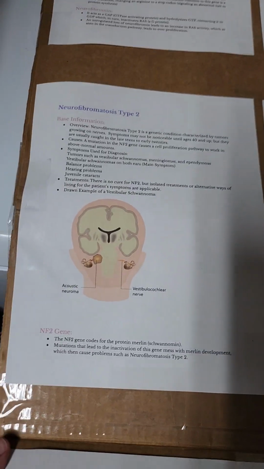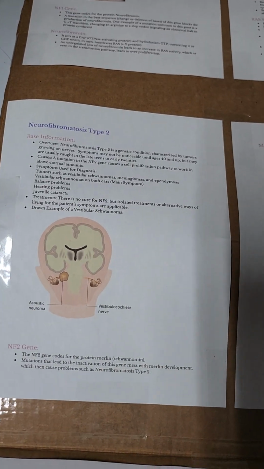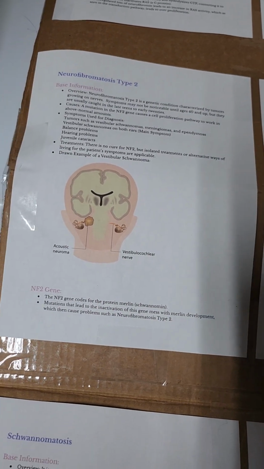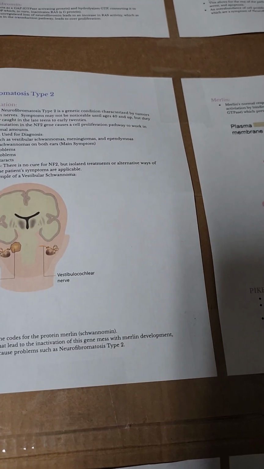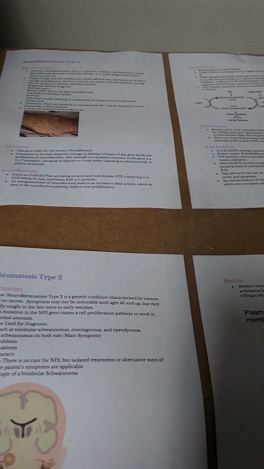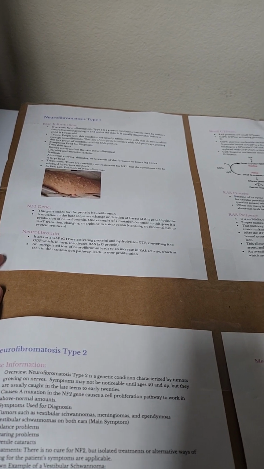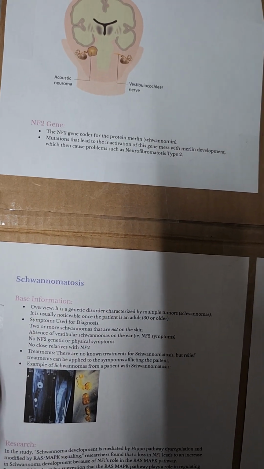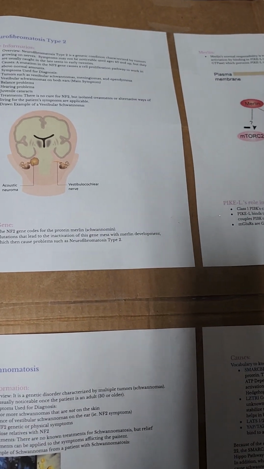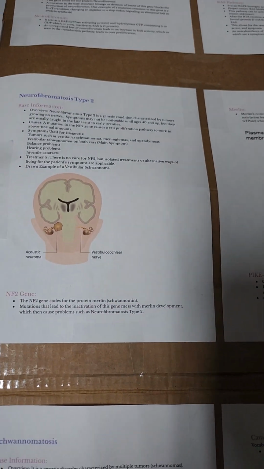Okay, the second one is neurofibromatosis type 2, which is not the same at all, honestly. One of the biggest things is while this protein was on chromosome number 17, neurofibromatosis type 2 and schwannomatosis are both on chromosome 22, which is totally different.